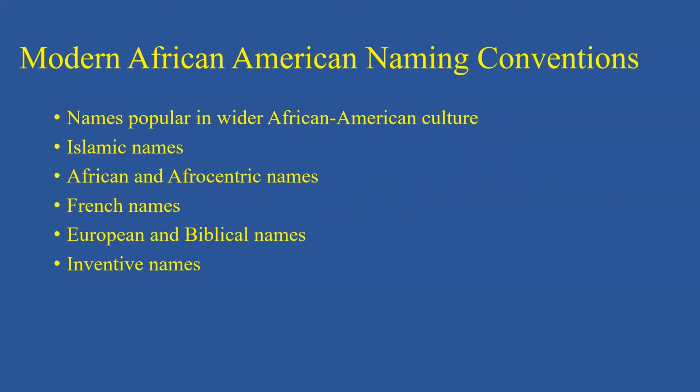Some parents have gravitated towards African names or Afrocentric names, which both reflect the growing embrace and influence of African tradition. French names such as Monique, Andre, Antoine, and Beyonce are also more popular among African Americans than among non-French white Americans. Traditional European and biblical names appear, but not with the same frequency as earlier. Finally, there's a strong tradition of inventive names that are created by the child's parents. Names such as Lakeisha, Deshaun, Jamarcus, and Shaniqua are all non-European.